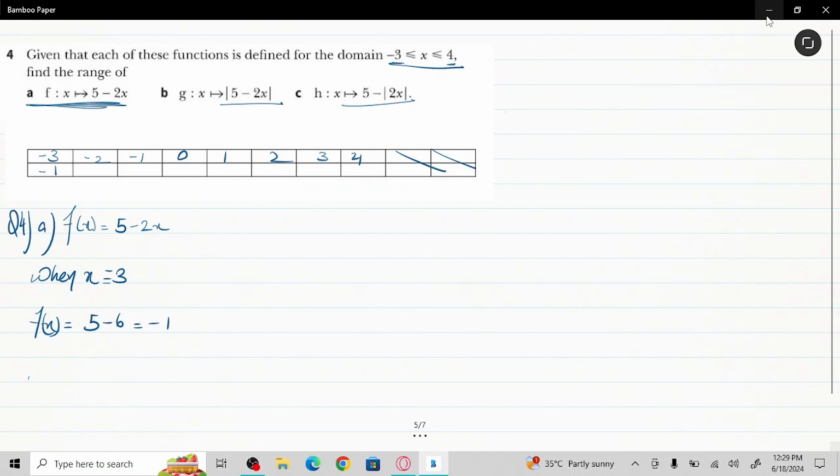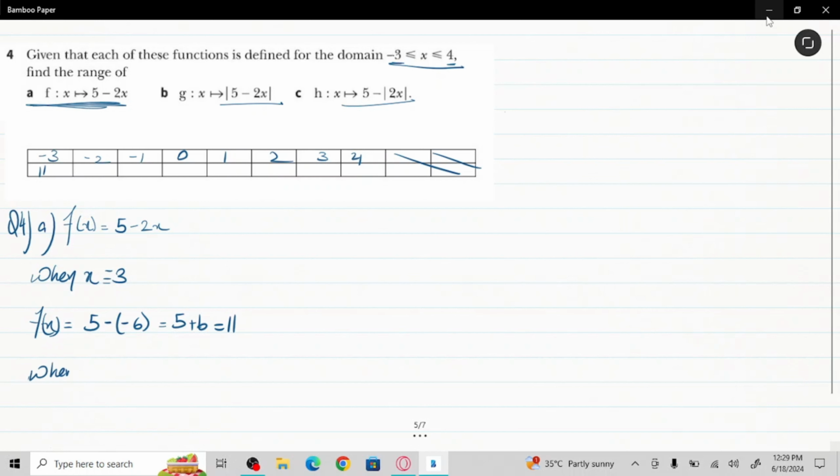Similarly, we'll just, my bad. I just did something wrong. Let me erase this one. What I did wrong was I had to multiply 2 by -3. I just did it by 3. So 2 multiplied by -3 is -6, and 5 minus -6 will be equal to 5 plus 6, because minus multiplied by minus is positive. 5 plus 6 is equal to 11. So when it's -3, we have 11.